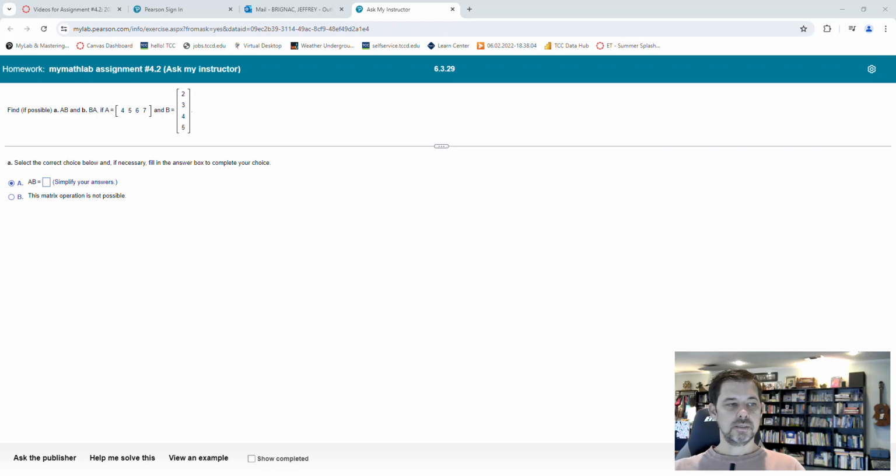Hello, everybody. Here's a problem that somebody sent me today, and I thought it'd be good to include a video about it on Canvas for everybody to see. The way it works is we're given these two matrices, A and B, and it says multiply A times B and B times A if possible. Okay? So let me talk about some general ideas leading up to this and show you how to do this problem after that.